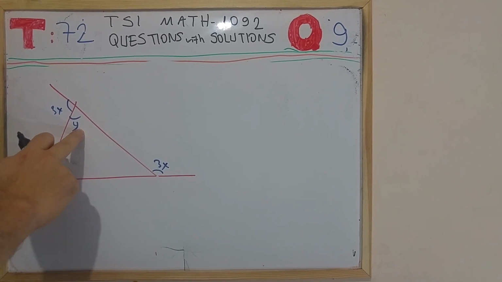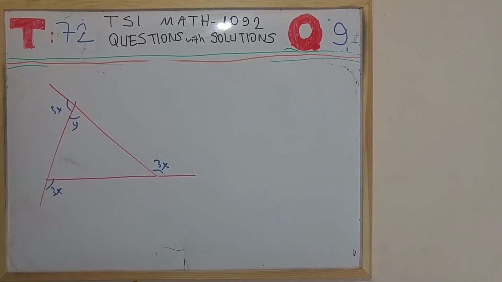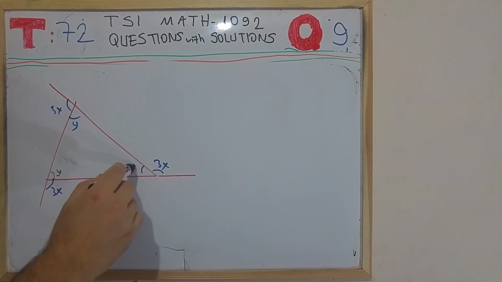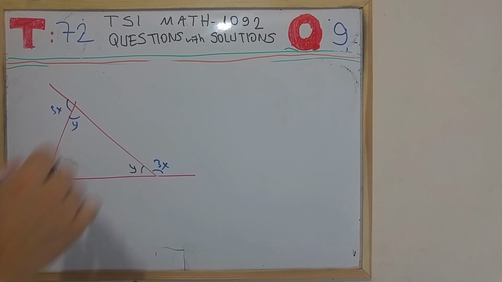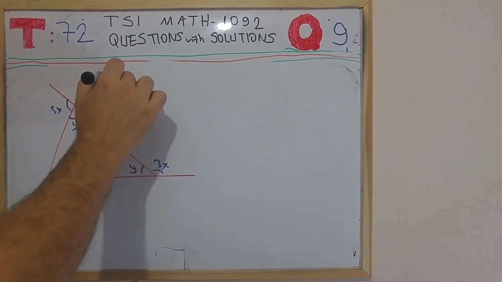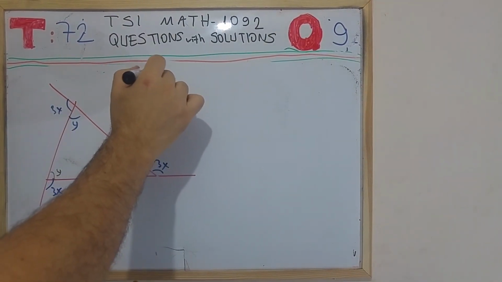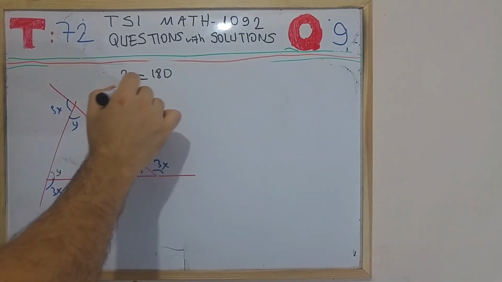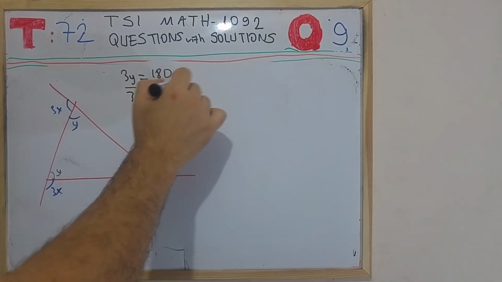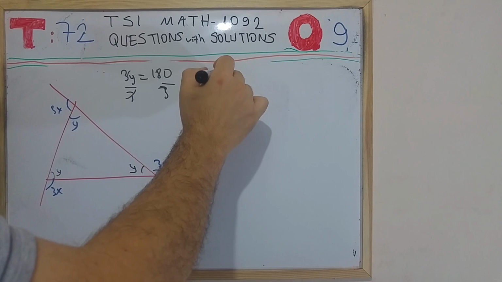Since this angle is y, 3x plus y is equal to 180. And this angle is also 3x, so this must be y, and this must be y too. So 3y, summing these three up, is equal to 180, and y is equal to 60 degrees.